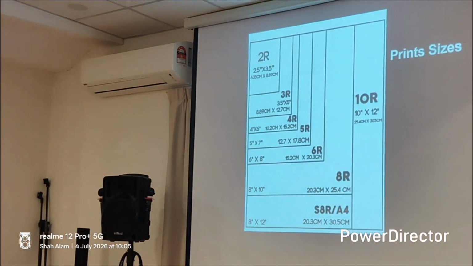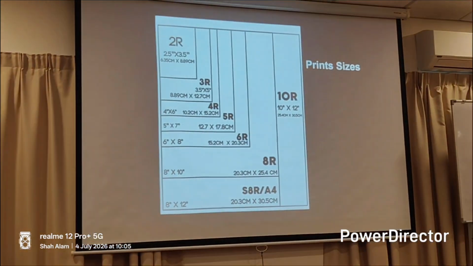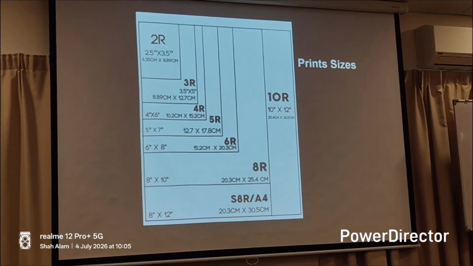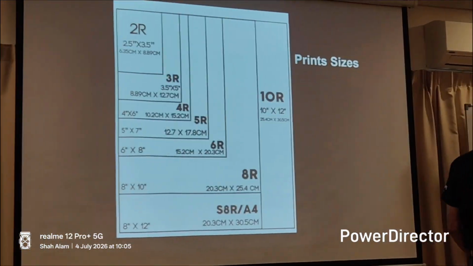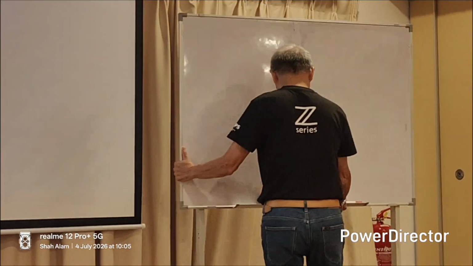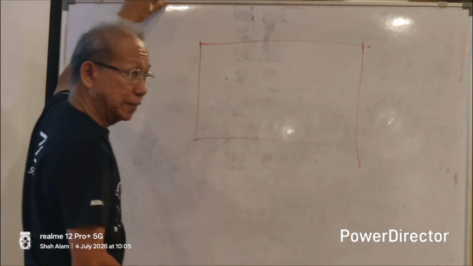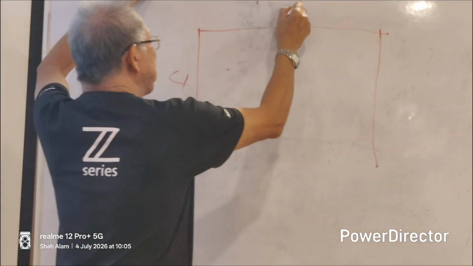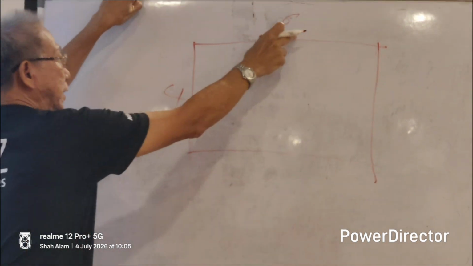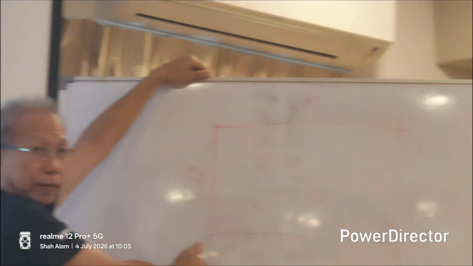And sometimes, when you take a group photo, this is 4x6. 4x6 means this is 4, this is 6 inches. So this is 1.5 times this side, the ratio.